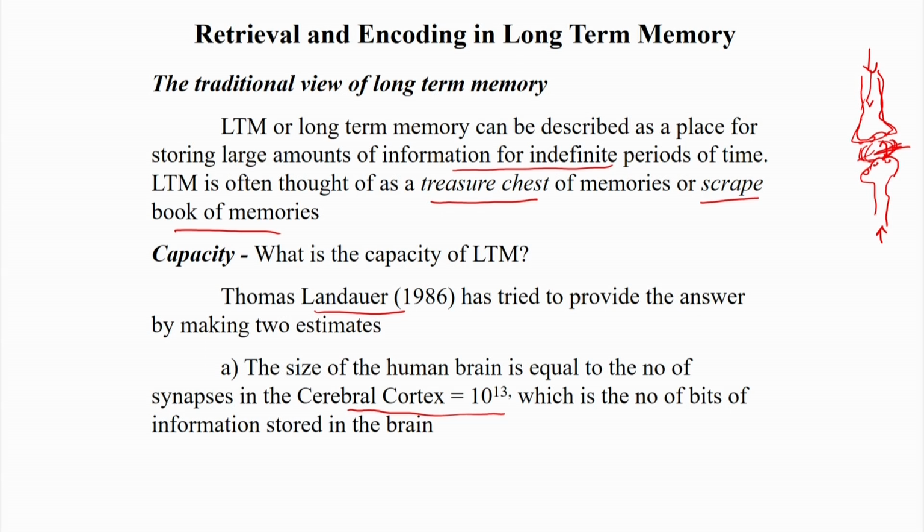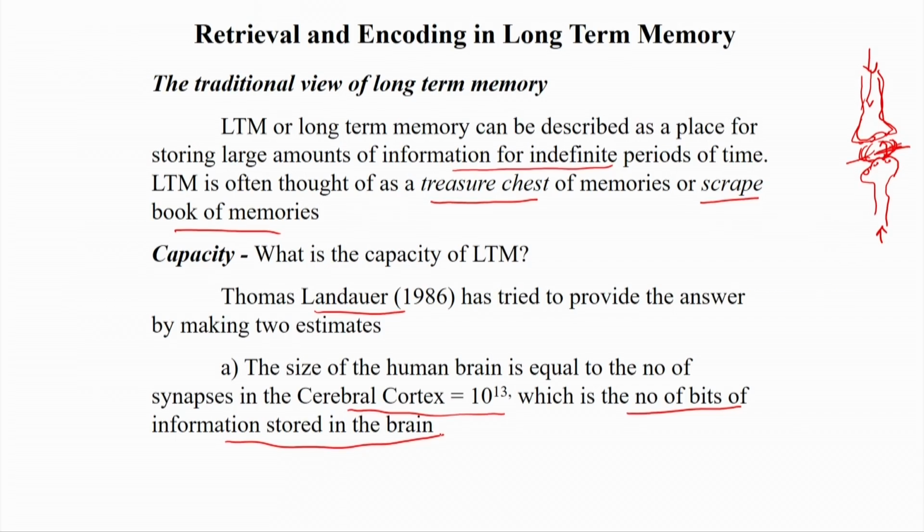So these empty voids or spaces are what are called synapses. And Thomas Landauer found out that there were 10 to the power 13 synapses in the cerebral cortex, which is the amount of information stored in the brain. He equated that one particular synapse is trained for only one kind of information, so if it is 10 to the power 13, then it is 10 to the power 13 bits of information stored. Huge number.